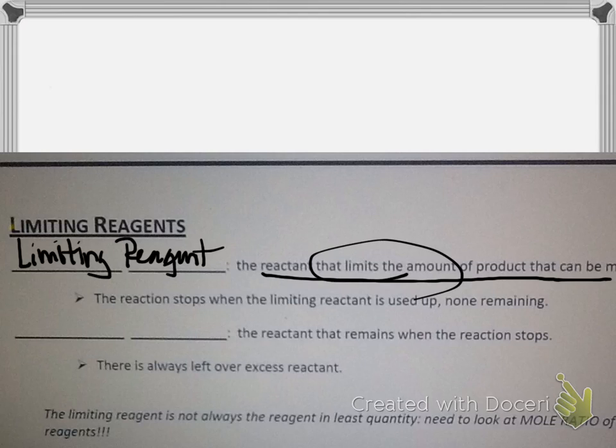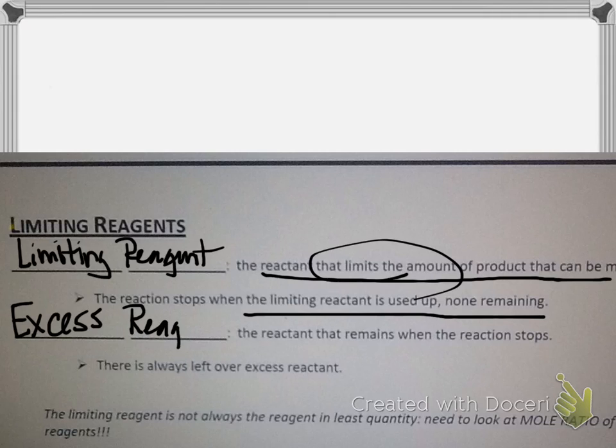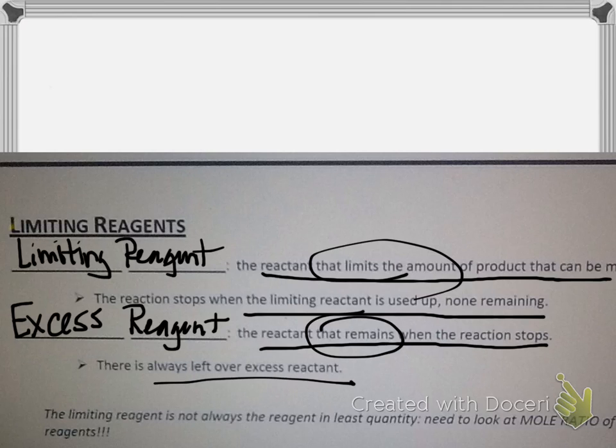Whenever the reaction stops, the limiting reagent is usually always consumed. There's no more remaining. The reagents that are left over after the limiting reagent has been consumed are called the excess reagents. An excess reagent is a reactant that remains when the reaction stops. So there's always leftover reactant. An example of this is all that bread or all that butter that was left over after all the sandwiches were made.